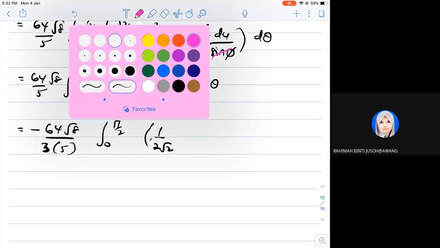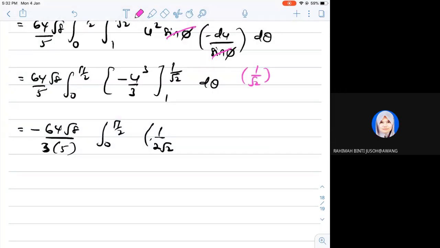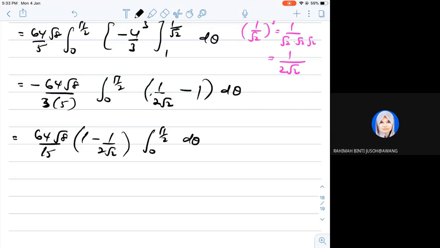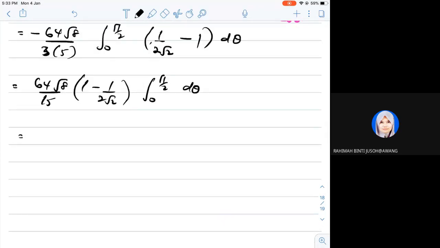Okay, so 1 over square root 2 cubed means 1 over square root 2 times square root 2 times square root 2. So this is 2 over square root 2. Okay, and then minus 1. 1 cubed is 1. d theta. So when I move it out, it becomes 64 square root of 8 over 15, 1 minus 1 over 2 square root 2 like this. Okay, and then integration from 0 until pi over 2 d theta becomes pi over 2.